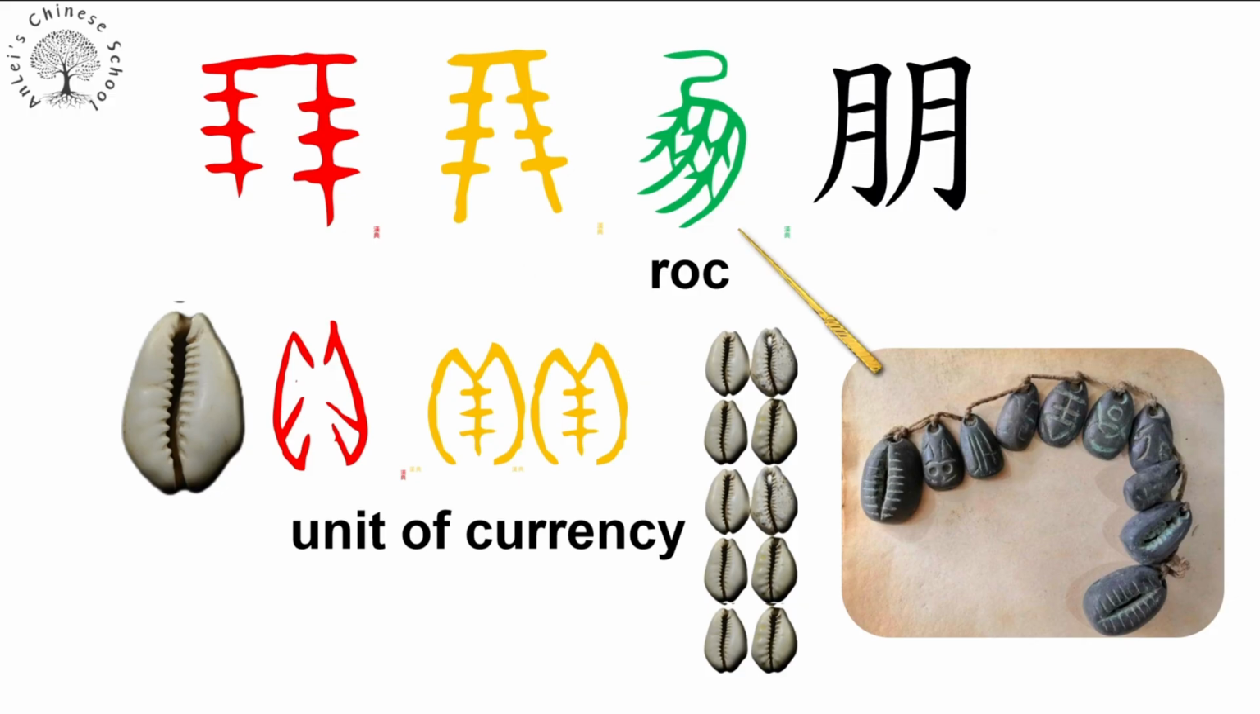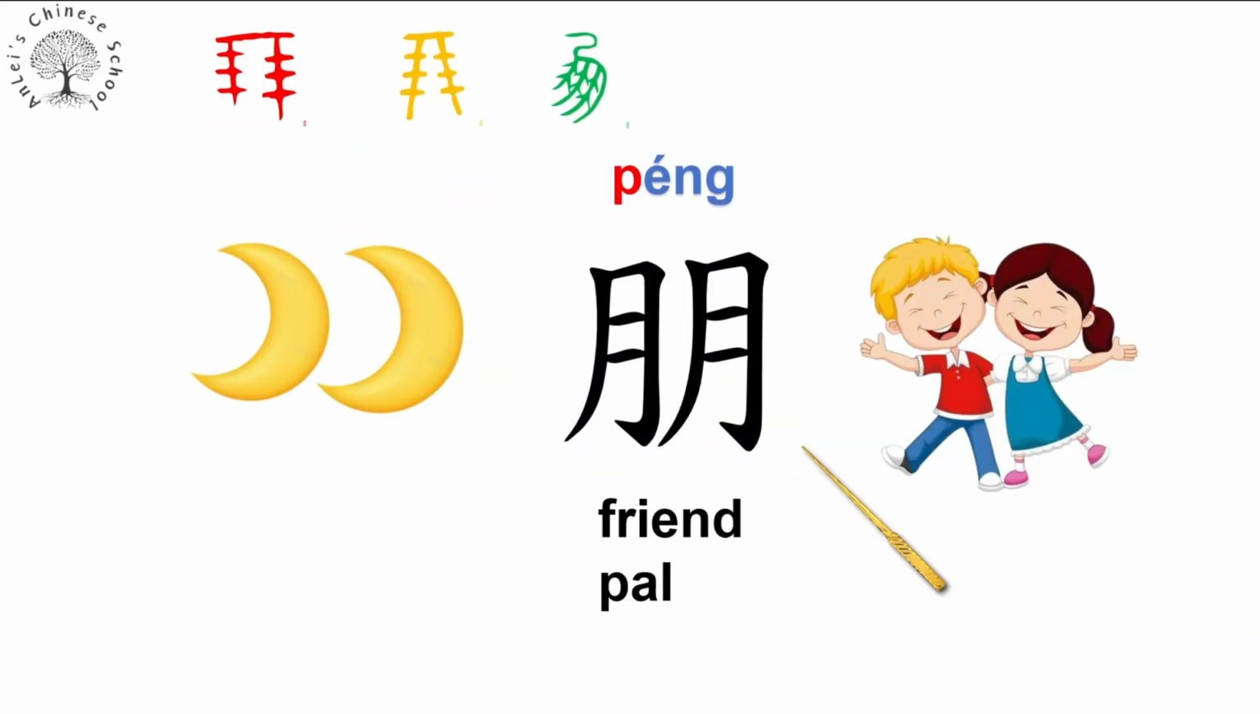Small Seal script looks like a bird. It refers to a kind of mythological huge bird, Peng. Later, this character became two moons. The character Peng is composed of two moons. Left side and right side are the same. Left side equals right side. That is equality, the most important foundation for friendship.